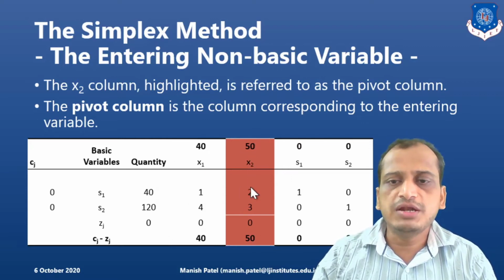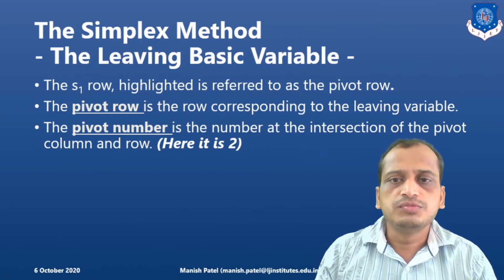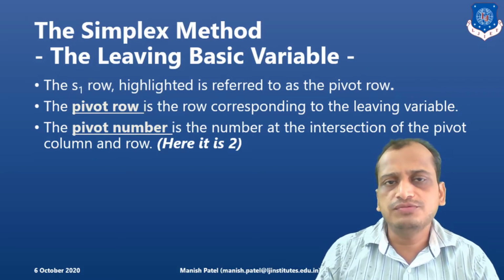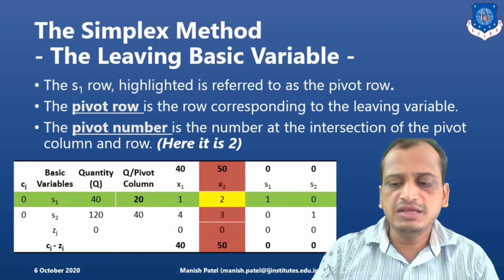Now we will divide quantity by this pivot column. So 40 divided by 2, 120 divided by 3. So we will get the pivot row, right? So what is the pivot row here? The pivot row is the minimum element which has the ratio of the quantity and the key column. We will see it in the next step.